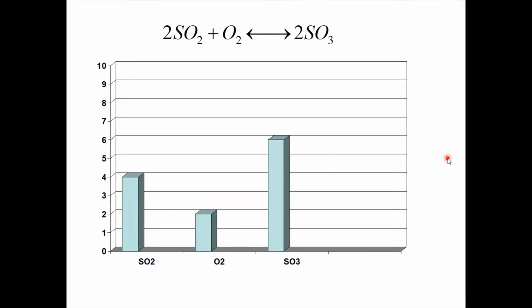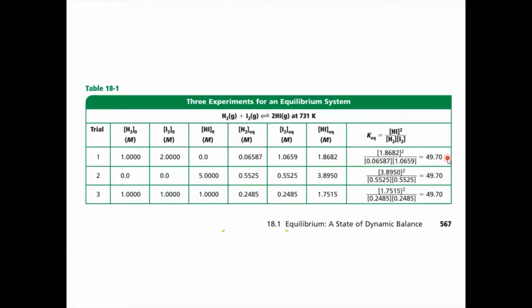How would we know when equilibrium is established? Well, let's take a look at this here. Okay. This next table, and this is a table from page 567 of your book, shows you 3 experiments done for this equilibrium system with H2, I2, and 2HI. These are the ones that I showed you earlier with the graphs. And what happens at equilibrium? So they did 3 experiments.